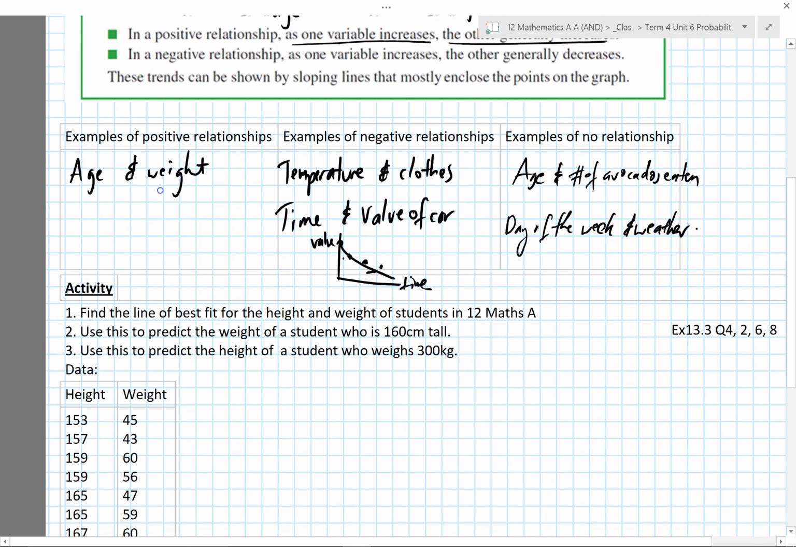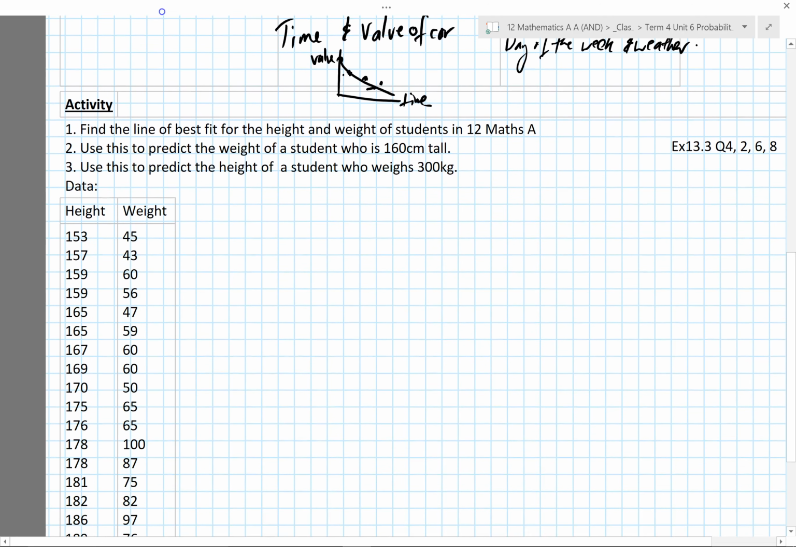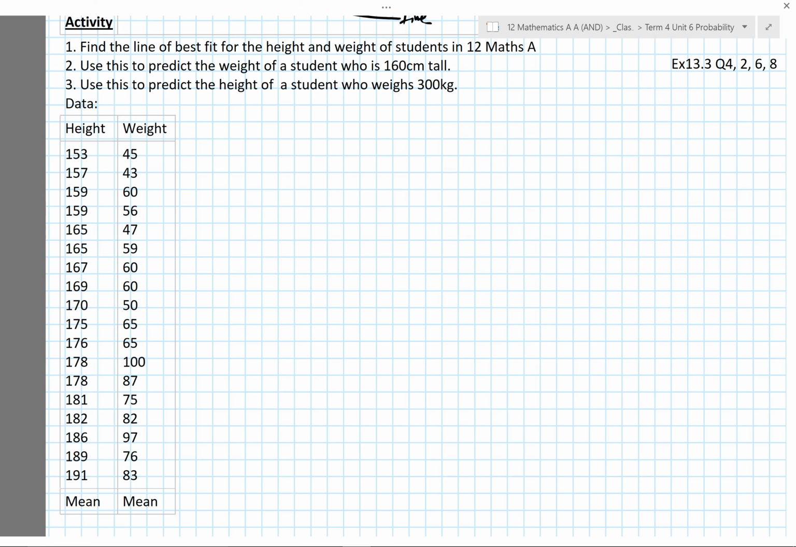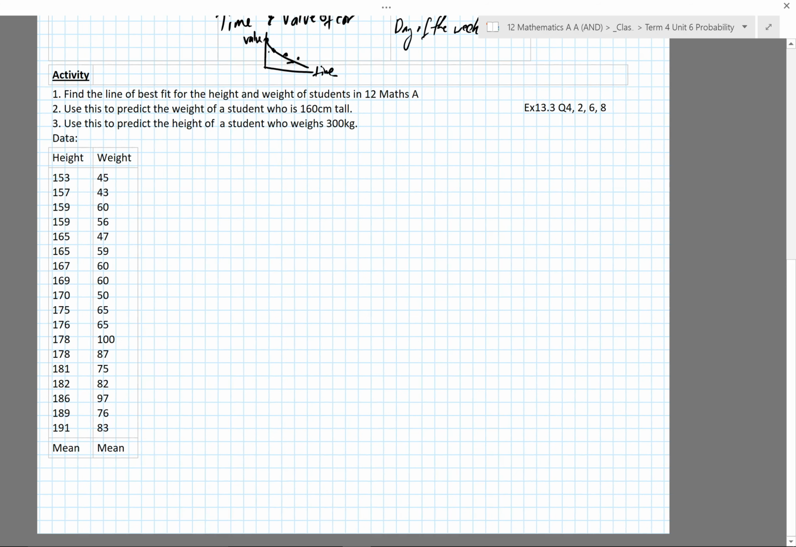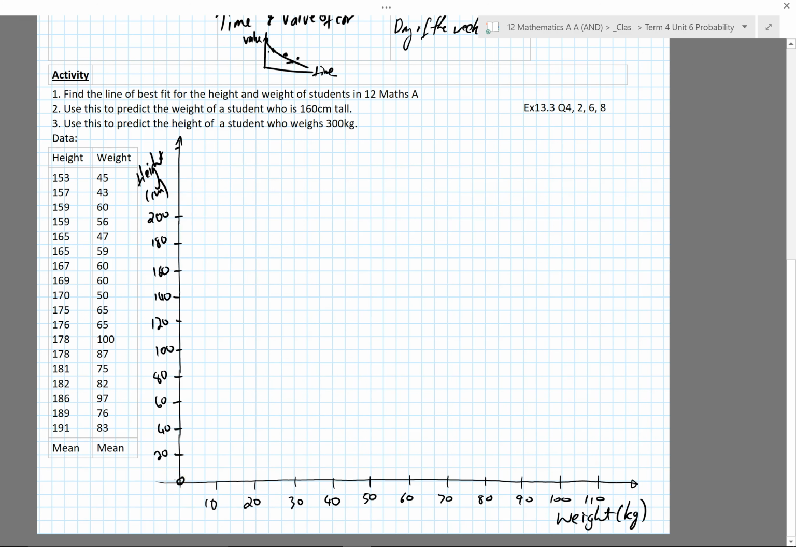What we're going to do is try and find a line of best fit for some data that may have a positive, negative, or no relationship. We're going to find the height and weight of students in 12 Maths A. This is real data from a 12 Maths A class. I'm not in class obviously, so we can't measure ourselves. We want to find the line of best fit for height and weight of the students. So we're going to draw something with height and weight and plot this data on here and see what it looks like and determine whether there's a positive or negative relationship. We'll draw a nice set of axes. You could have put weight and height the other way around, it doesn't matter too much.